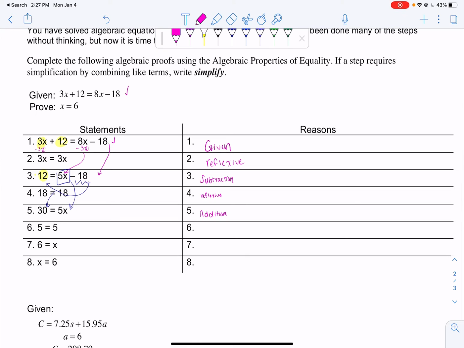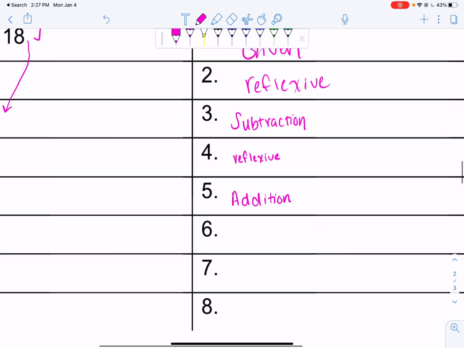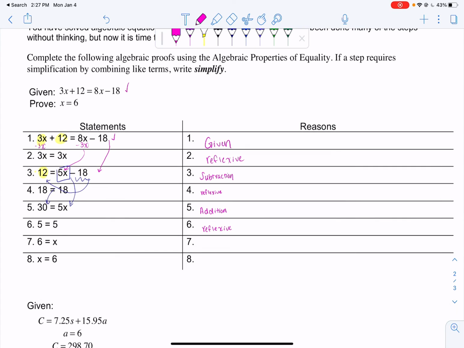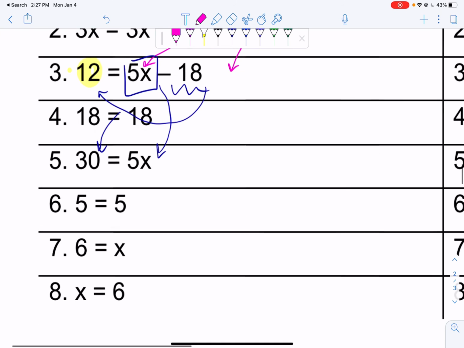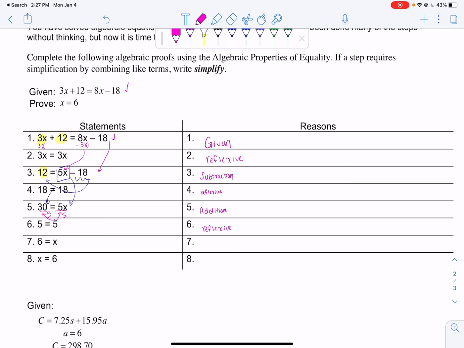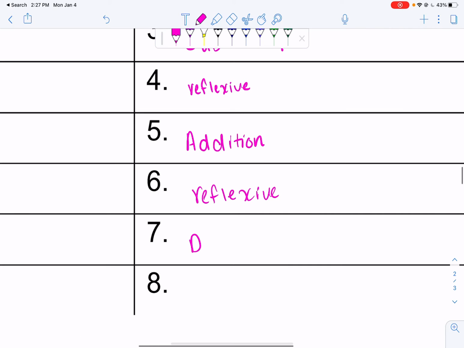Number 6, that's the exact same thing as number 4 and number 2. I used the reflexive property for 5 equals 5. And then last but not least, I got 6 equals x. So to get rid of my 5, I divided by 5 on both sides of my equation. So when I got 6 equals x, I did that by division. So I can say step number 7 is division.